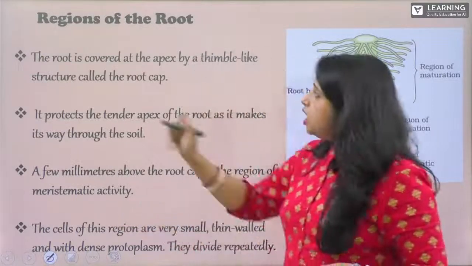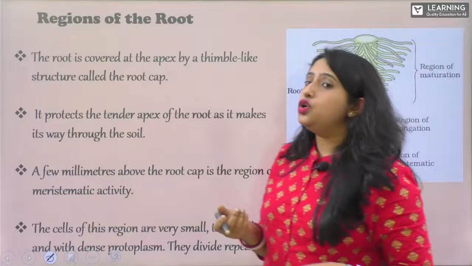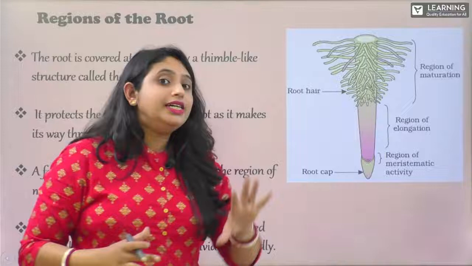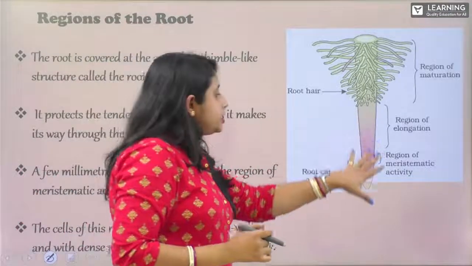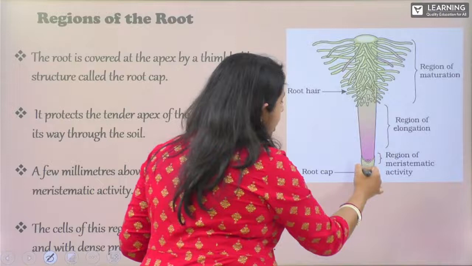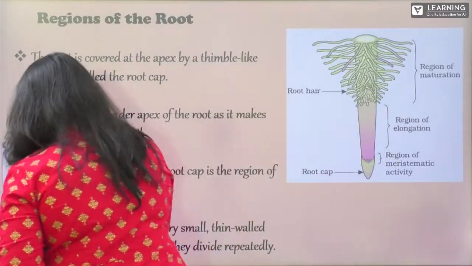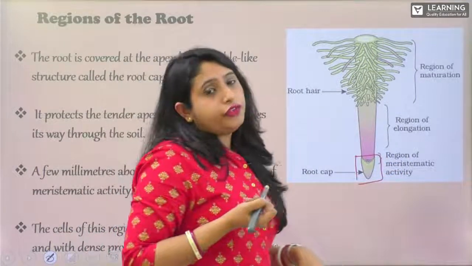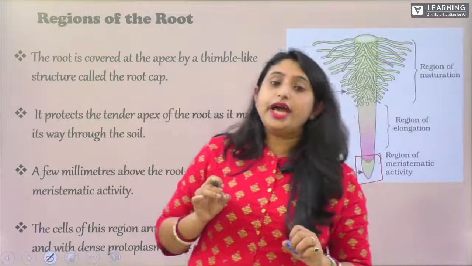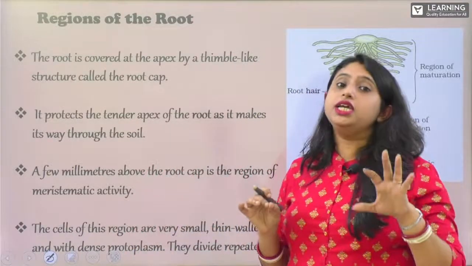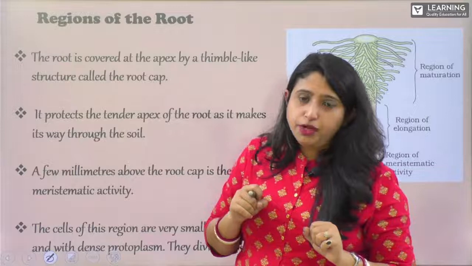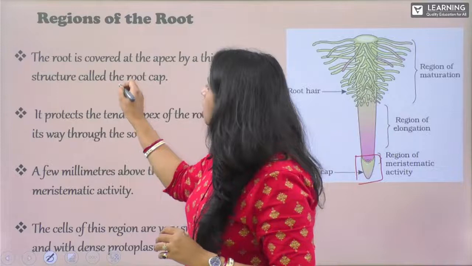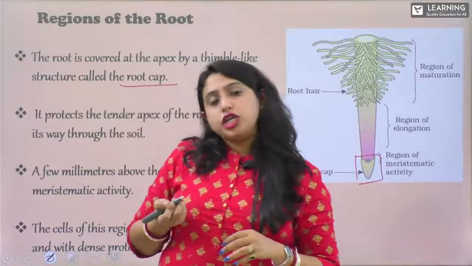Next is regions of the root. Let us learn about the regions of the root, that is, the internal structure of the roots. As you can see, this is your root cap. The root is covered by a thimble-like structure called the root cap. When you see the structure of the root properly, you will see that it is covered by a thimble-like structure called the root cap. What is the function of this root cap?